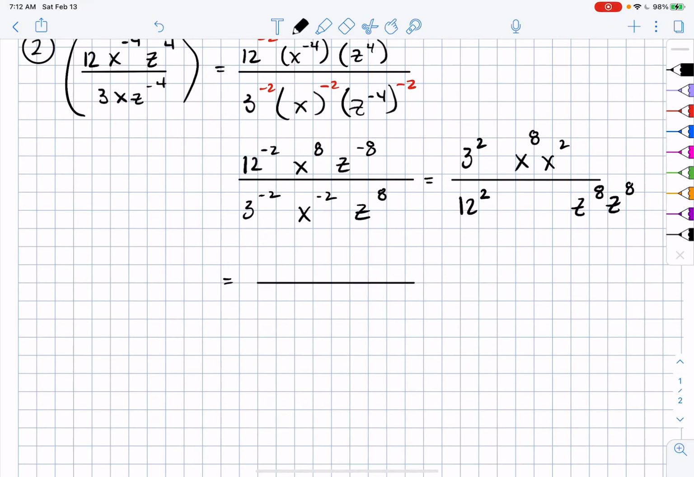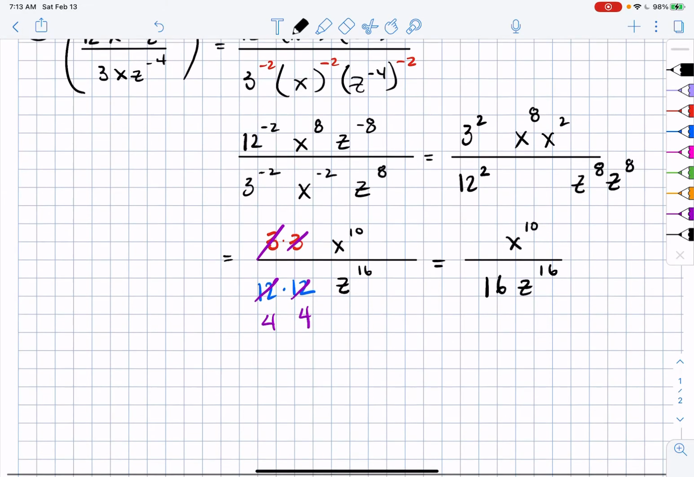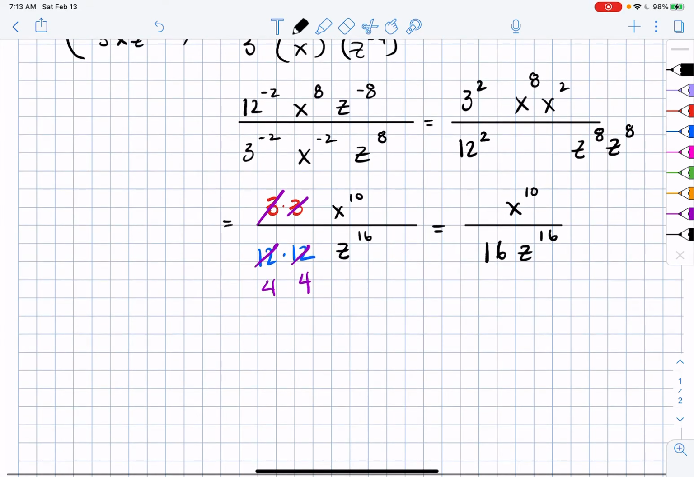Looking at just the variables, I have x to the 10th on top and z to the 16th on the bottom. But I have to deal with the 3 squared and the 12 squared. You could use 9 over 144 and reduce that if you want to, but I like to look at it a different way. 3 squared is 3 times 3, and 12 squared is 12 times 12. I can reduce these: 3 goes into 12 4 times, and 3 goes into 12 4 times. So I'll have x to the 10th on top, and the bottom is 4 times 4, which is 16, then z to the 16th. And that is choice C.